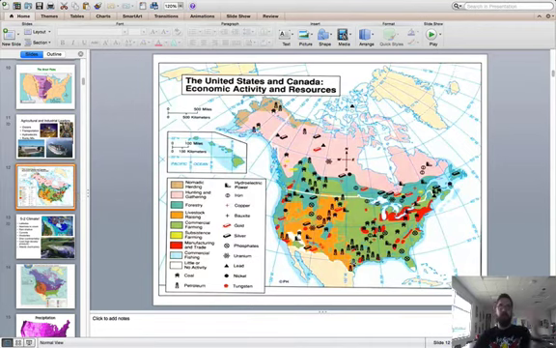So here you can see different economic activities throughout the U.S. Of course, Texas, we're big in oil, natural gas, things like that. And then, of course, livestock raising and commercial farming, like where we are. So we've got a lot going on here.